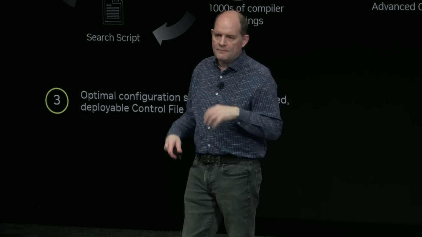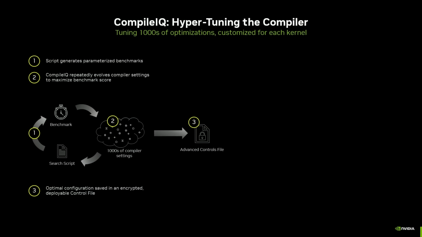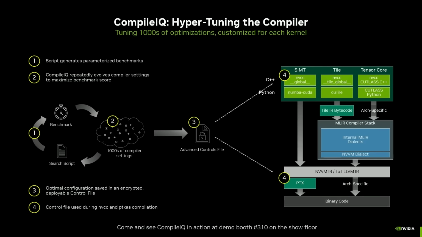On a final note on the compiler, there are other optimizations to be had as well. The compiler is a complicated beast. There's thousands of options and things you can tune, and it's difficult for a human to tune it. In fact, it's so difficult we built a machine learning algorithm to do the tuning for you. We call it Compile IQ. And the idea is that you can iterate on a particular kernel with the particular compiler version, and you can let the system go and auto-tune, if you like, your compiler settings. And the result is that you end up with a file called the advanced control file, which you can package along with your compilation so that you can control the NVCC compiler and the PTX compiler to really fine-tune what you're doing. And what I love about this is free performance.